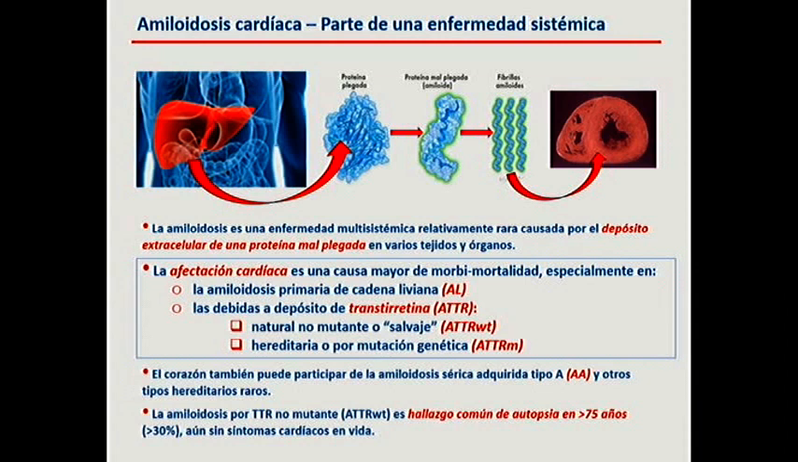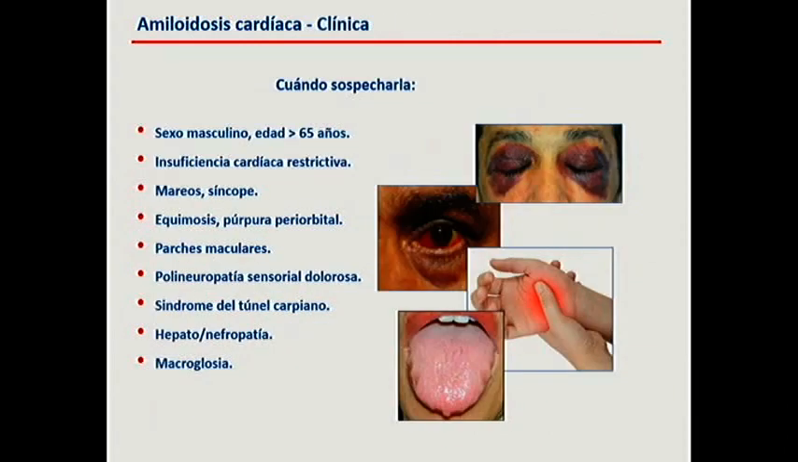The heart can participate in amyloidosis of type AA, and other rare forms. And the non-mutant is a very common finding in persons older than 75 years. It could be 20, 30 or more than 30% in autopsies of patients older than 75 years old, even if they didn't have any cardiac symptoms or cardiac dysfunction.